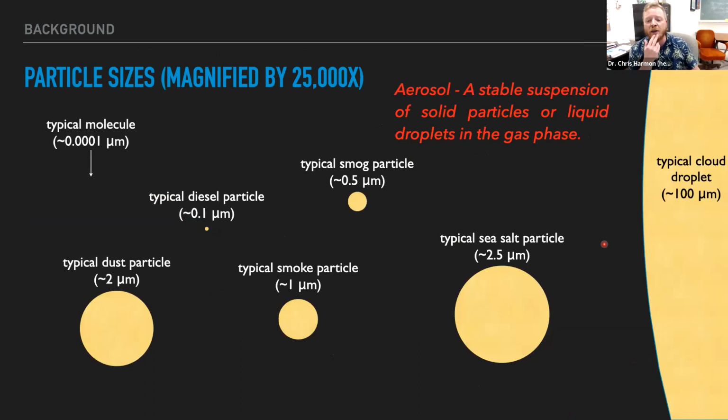There are also particles in the atmosphere. We often interchangeably call these particles or aerosol. By definition, aerosol is a stable suspension of a solid particle or a liquid droplet in the gas phase. Here are the most common types of particles. We start with cloud droplets. These are quite humongous, 100 micron in diameter on average or so. Our next biggest goes all the way down to a typical sea salt particle, about 2.5 micron or so.